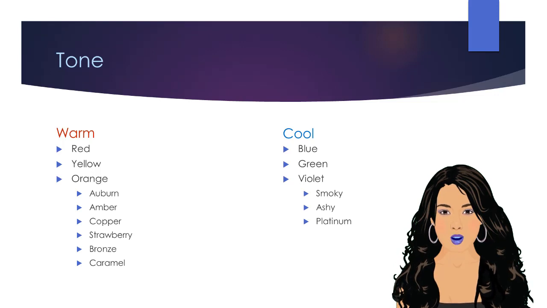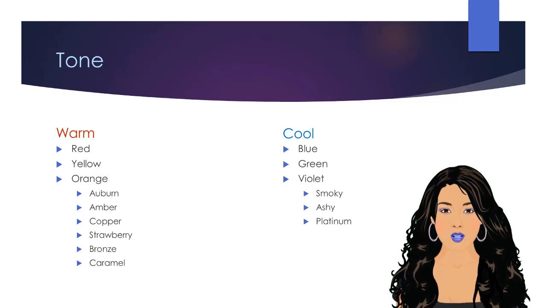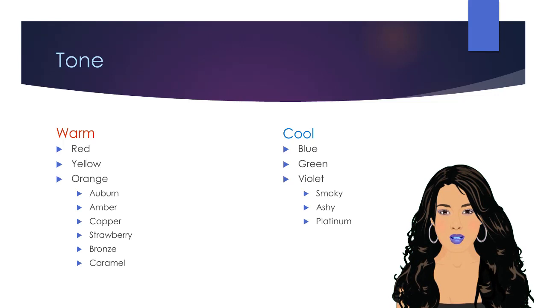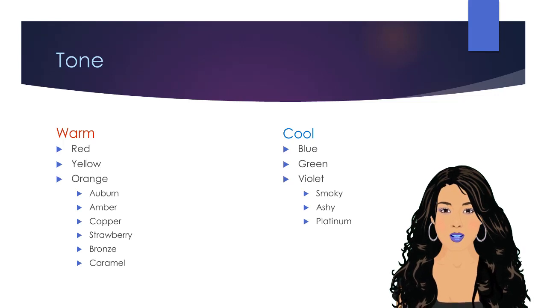The same is true for cool colors. Ash, smoky, and platinum sound much more professional than blue, green, and violet. Yet, it is essentially these primary and secondary colors that make up those hair colors.